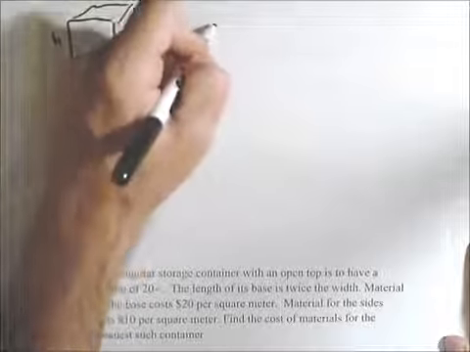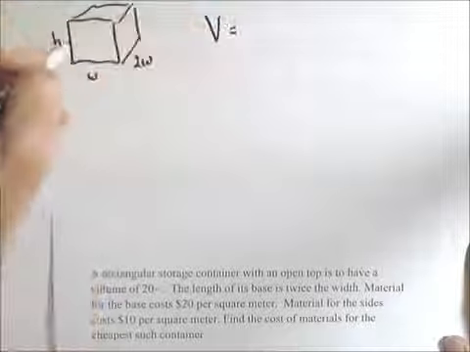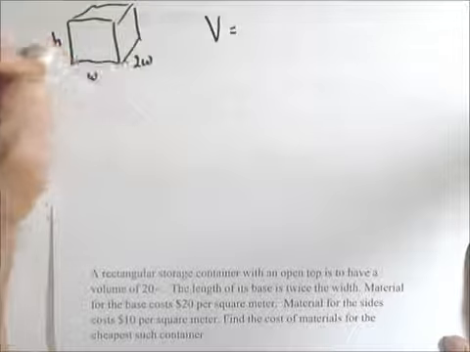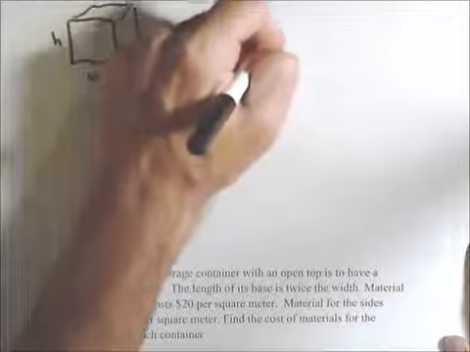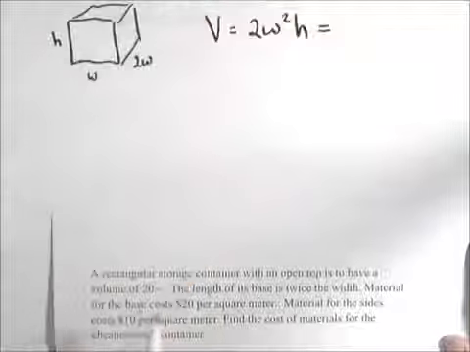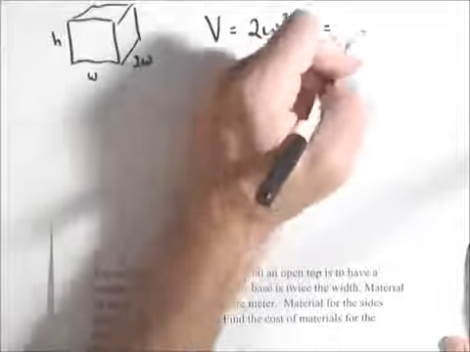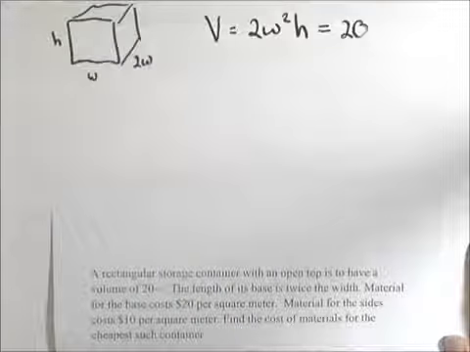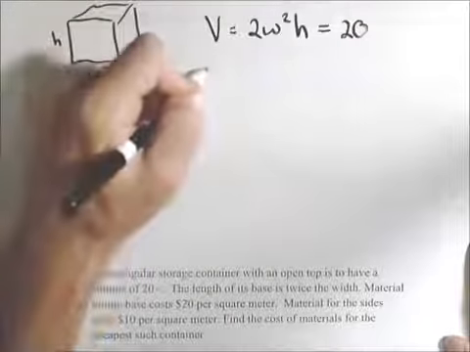So right off the bat, if I want to write up the volume for this guy, I'm going to have length times width times height. So 2W squared times h. I'm just going to multiply those dimensions together. And we know that the volume has to be 20 meters cubed. There's our constraint equation. So now all we need is a cost function that we're going to minimize.